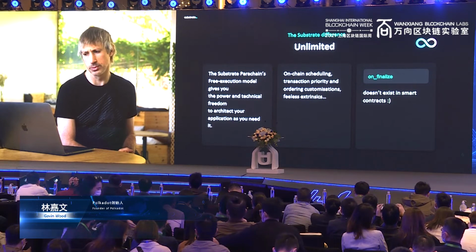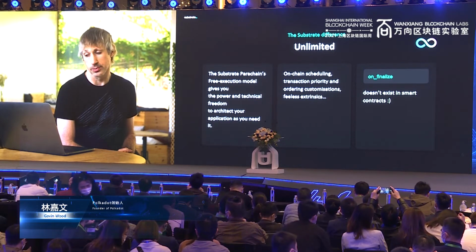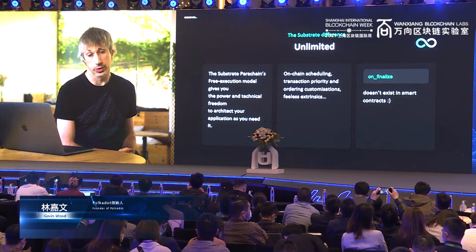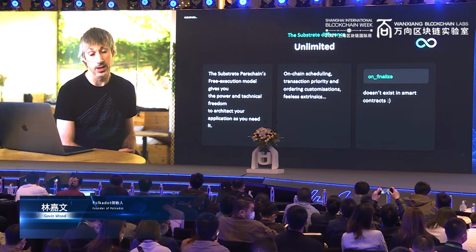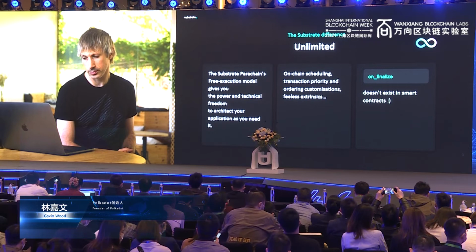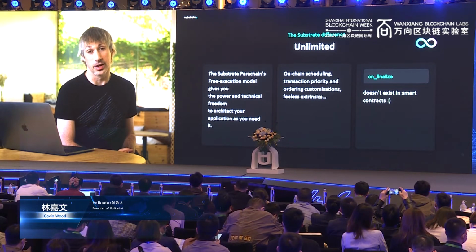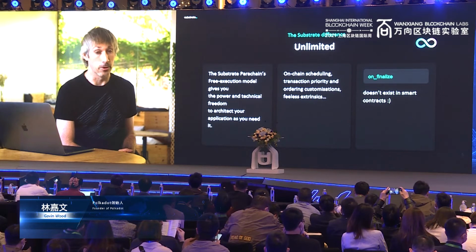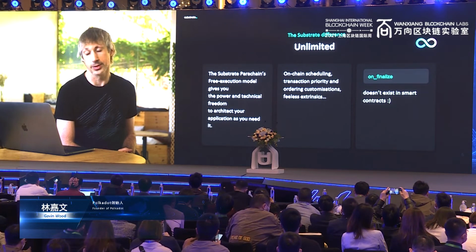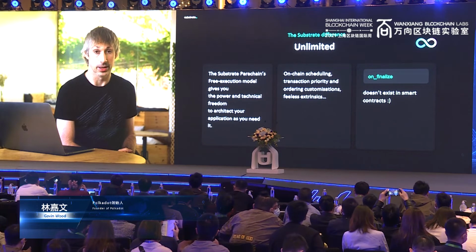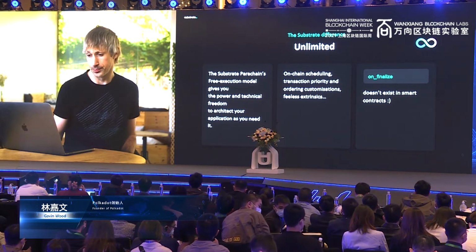On-chain scheduling is possible, transaction priorities are possible, ordering customizations of transactions are possible, feeless transactions are possible. In essence, the APIs on initialize and on finalize don't exist in a traditional smart contract environment, but they do exist in Substrate.